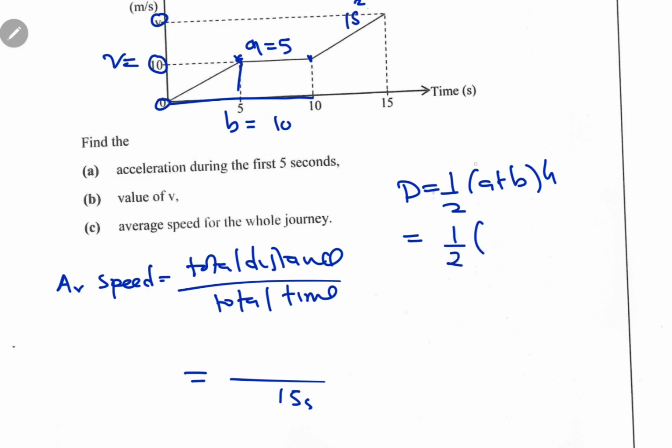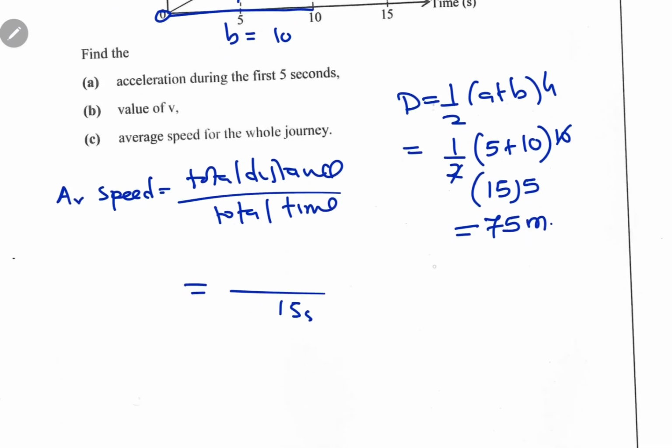So half, what is our A? 5, plus B, 10, multiplied by height. So this and that remain with 5. So 15 multiplied by 5, giving us what? 75 meters for the first part.